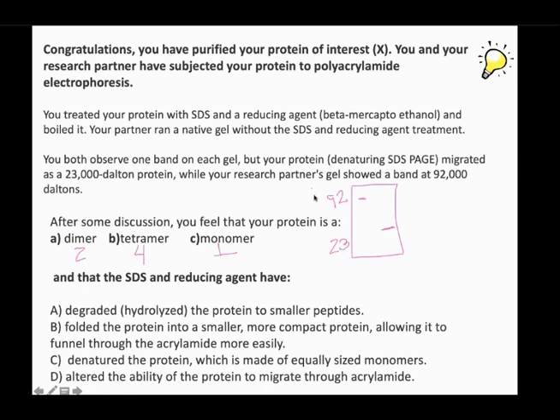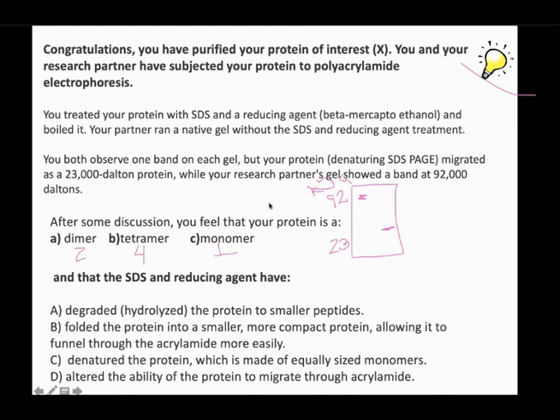Of equal size. Exactly. So pretend this is the gel. Your partner, if you're in the lab running a gel, has one band here and the other there. It's the same protein, but one has the SDS and the other doesn't have the SDS. Okay.